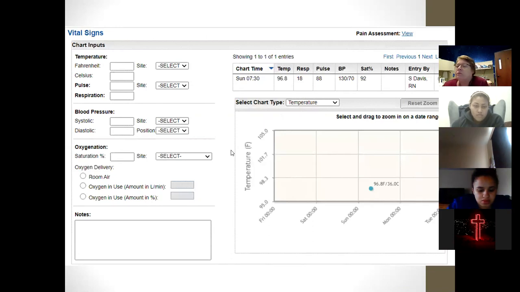And when we record blood pressures, the systolic number is always on top. The diastolic is always on the bottom. We need to know where you got that blood pressure from, what arm, right or left, and whether they were laying, sitting, or standing when you took it.